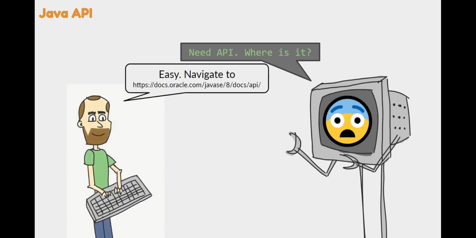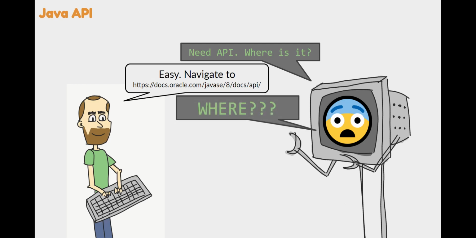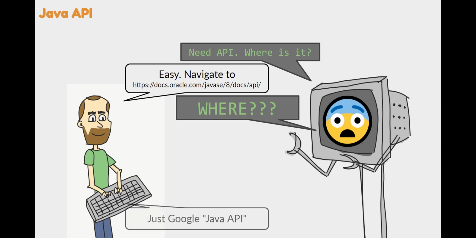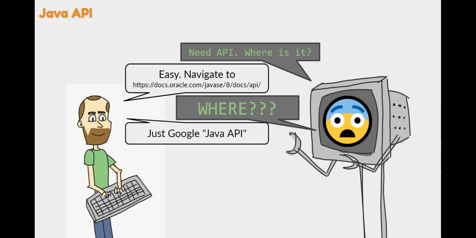You can find it at its direct link, https://docs.oracle.com/javase/8/docs/api/. Yeah, that is really confusing to memorize. So just Google Java API. It will take you right to it.